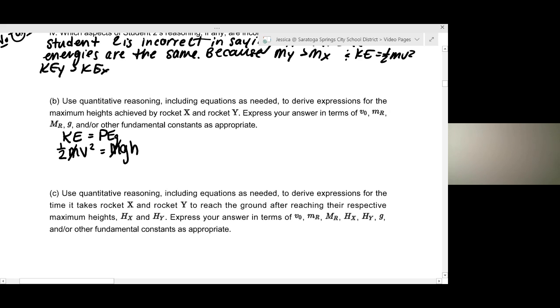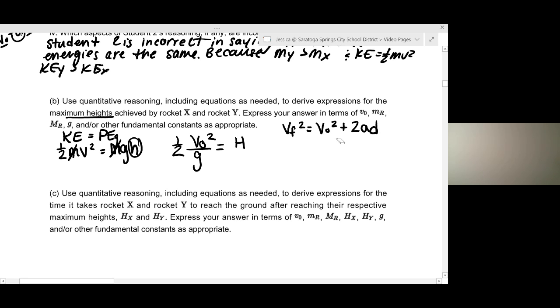Okay, so in this, we are solving for the maximum height, which is this h value. So 1/2, the velocity should be expressed in terms of v0. Okay, and then I'm going to divide both sides by g, so there's the equation for my maximum height. Not too bad. Again, you could do this using v final squared is v initial squared plus 2ad.